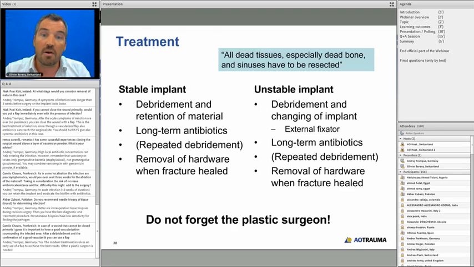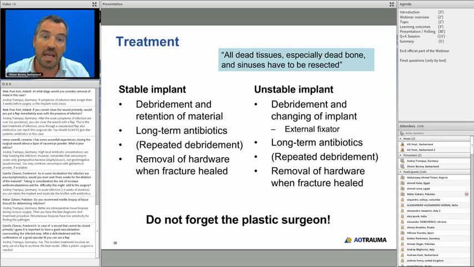So the treatment here, if we have a stable implant, and that's more or less the rule: debridement and retention of the material, long-term antibiotics until we can take out the implant. Repeated debridements should be avoided. If it's not possible to do it without repeated debridement, maybe we should take out the implant even if it's stable and go for another implant. And once again, we should take out the hardware as quickly as possible.